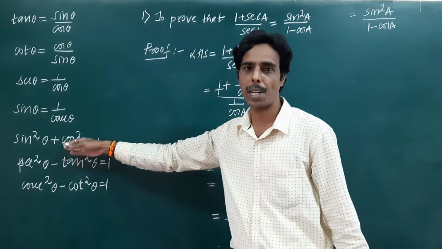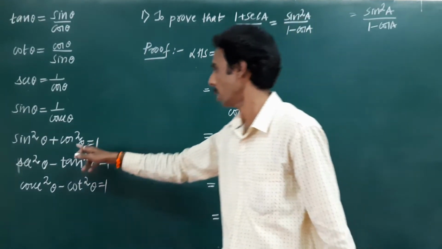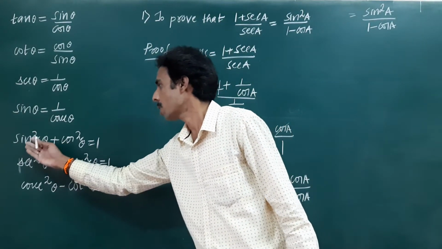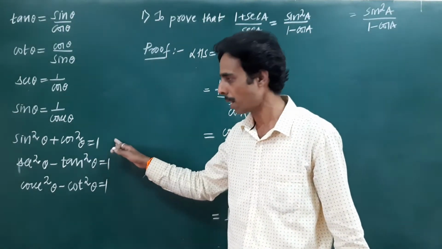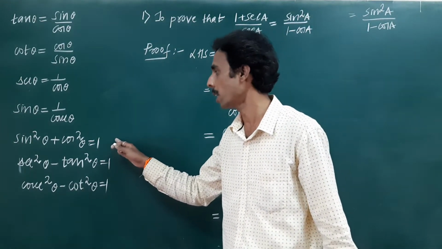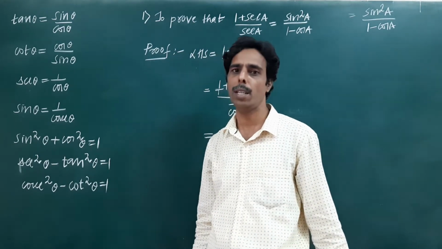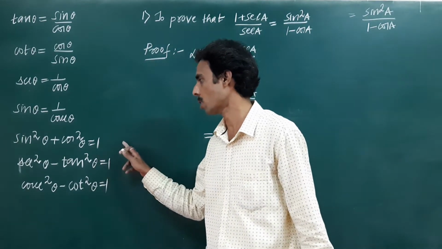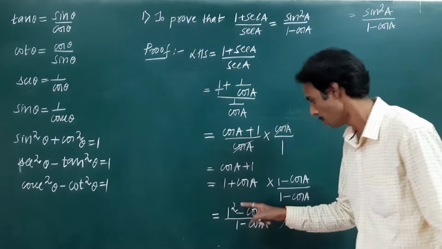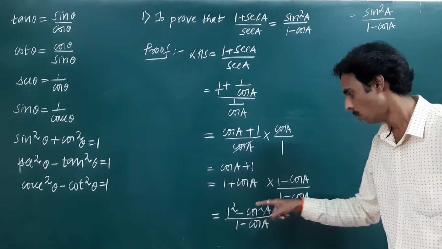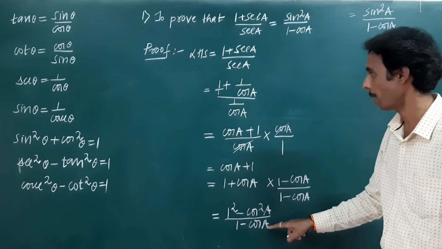See, already one identity I have written on the other board. So, cos square theta you keep in the same place as it is. Sin square theta, after taking it to this side, cos square theta equal to 1 minus sin square theta, it can be written. Or else, sin square theta keep in the same place as it is. Cos square theta after taking to the right hand side will be 1 minus cos square theta. So, 1 minus cos square theta can be written as sin square theta. So, I have applied the same identity. 1 minus cos square A can be written as sin square A divided by 1 minus cos A.